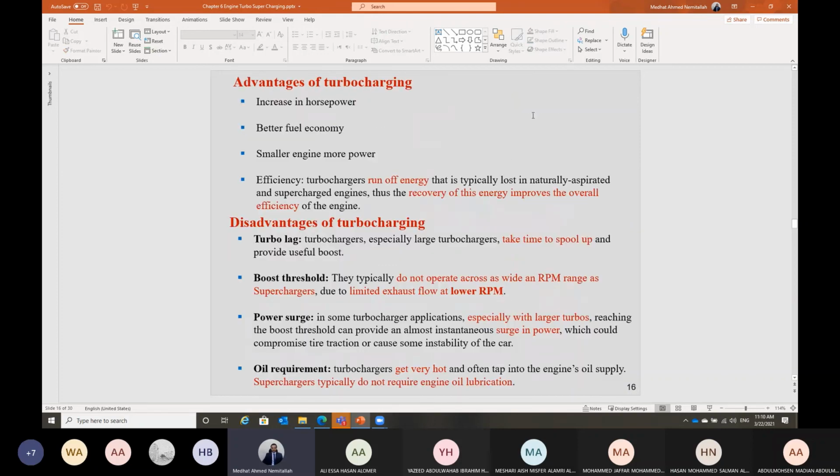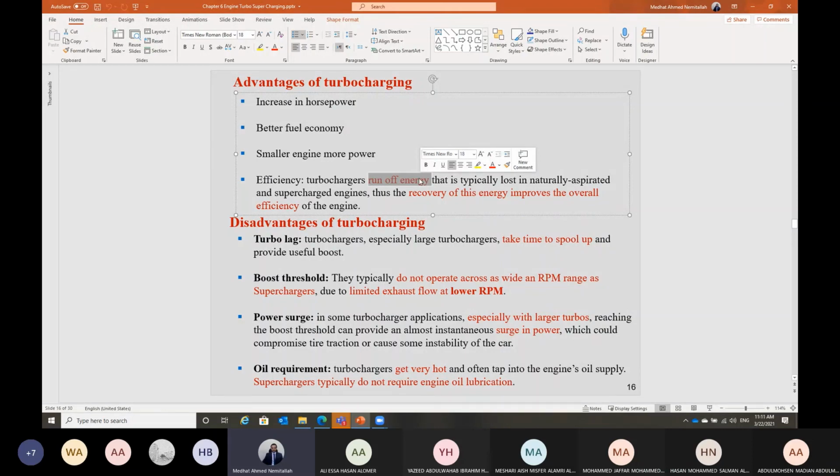Those are the advantages of the turbocharged or supercharged engine. It can increase the horsepower. We have better fuel economy. The amount of fuel per unit power output has been reduced. And also, in the case of turbochargers, the efficiency will be increased, because the turbocharger, in comparison to the supercharger, is running on waste energy.